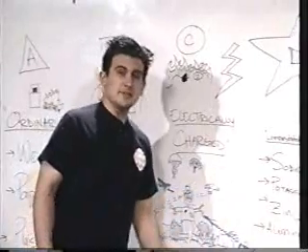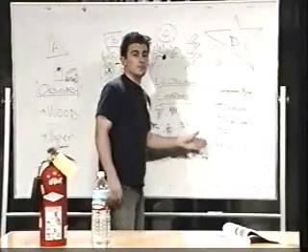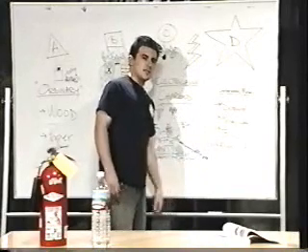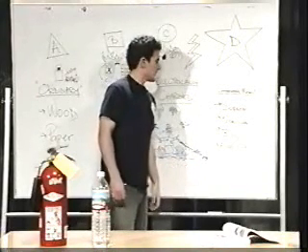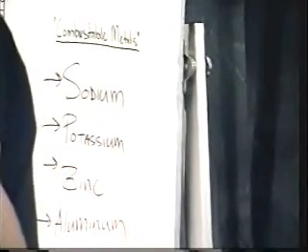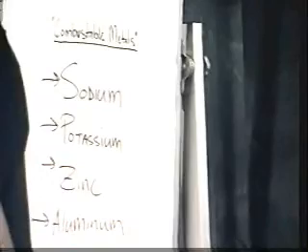Finally, we have a Class D fire. Class D fires are combustible metals. Combustible metals are basically almost any type of metal that ends with -ium: aluminum, potassium, sodium, titanium, magnesium. We also have zinc in there.